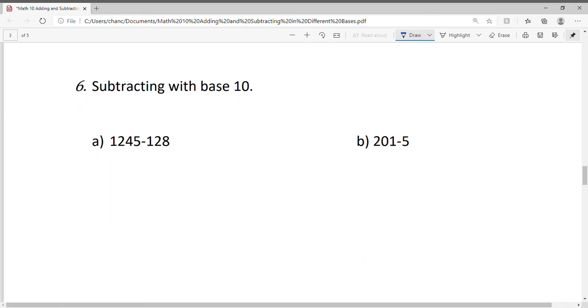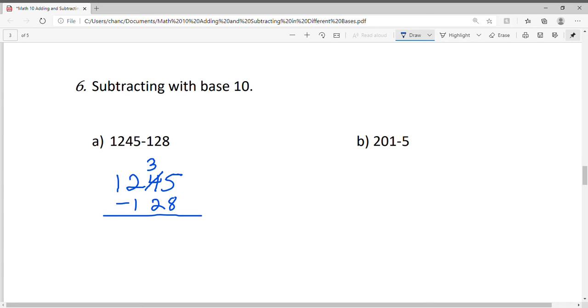Now let's review subtracting with base 10. This is the system you all know how to do. So we'll do 1245, subtracting 128 on the bottom. Now when you do this, we cannot subtract an 8 from a 5. We have to borrow. So you usually cross out the 4 and reduce it by 1, which gives you a 3.